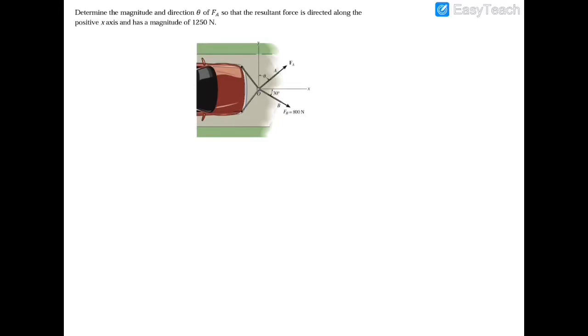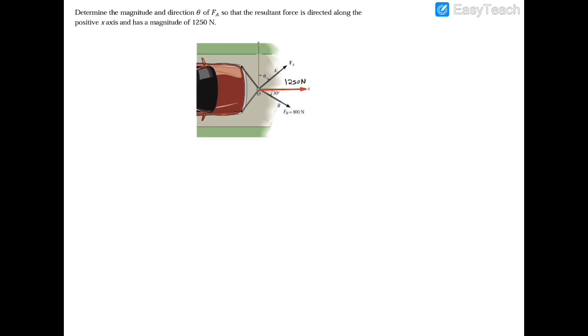All right, guys. So in this example here, we have a car and there's two ropes attached to a link that is in the center of that car. And we have two ropes pulling on that link, one force being FA and one force being FB. We're told that these two forces combine to make a resultant force that's going to be horizontal along the x-axis, and it's going to have a magnitude of 1250 newtons. So a force like this, and it'll have a magnitude of 1250 newtons.